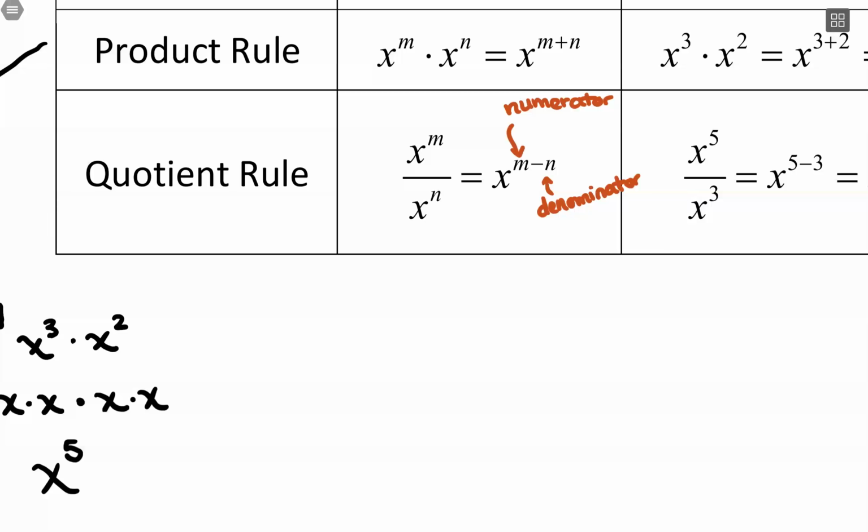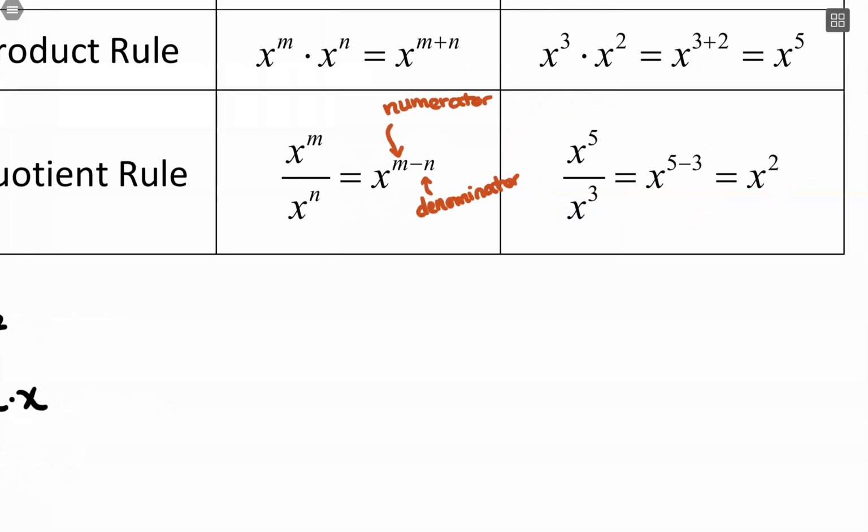So let's say we have x to the 5th divided by x cubed. So what we can do is combine that so we have that shared base of x, and then we'll take the exponent from the numerator, 5, minus the exponent from the denominator, 3. So 5 minus 3 would give us x squared.